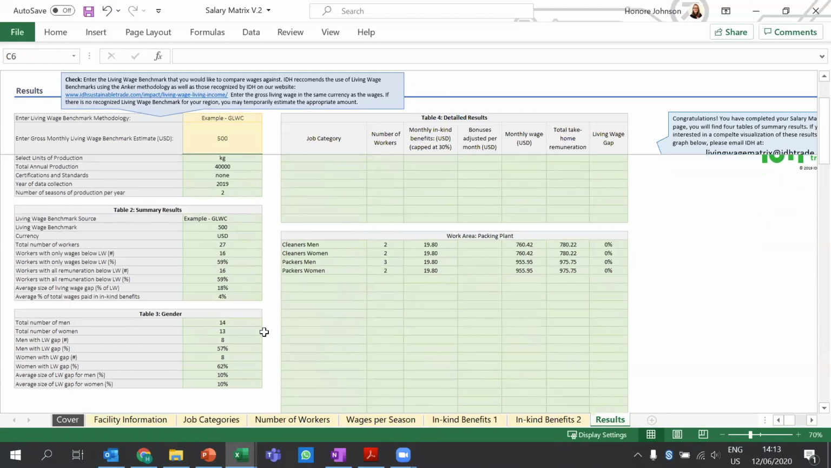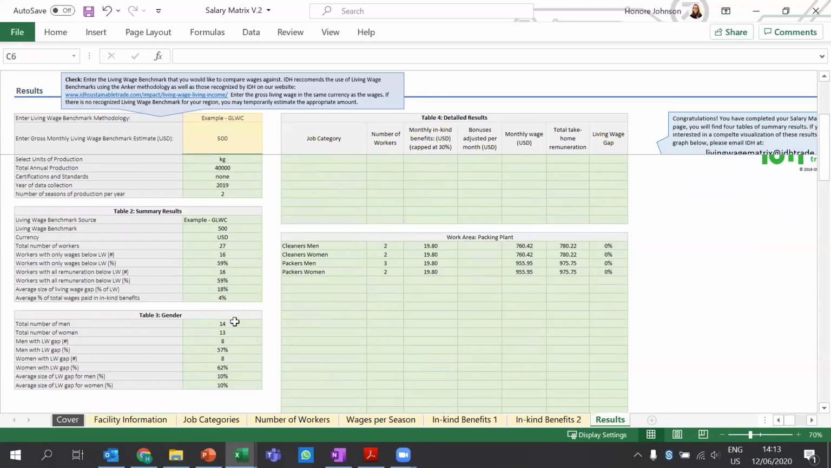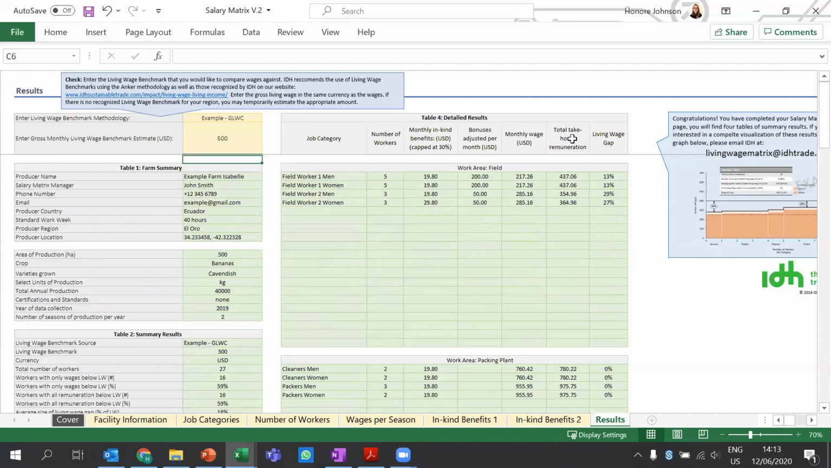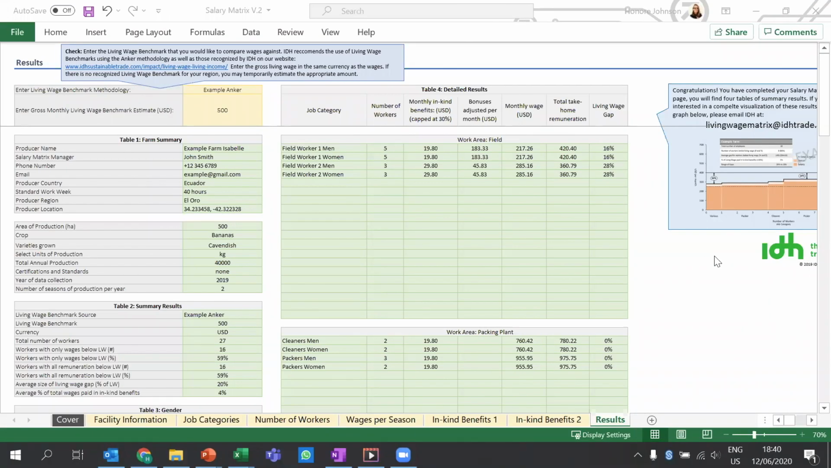The third table will show results disaggregated by gender, so the total number of men, total number of women, and the resulting gaps specific to each gender. The fourth table shows the detailed results as well as the job category, number of workers, monthly in-kind benefits, bonuses, monthly wages, as well as the total remuneration and the living wage gap for every job category. All results are summarized in the 4 tables that you see here.